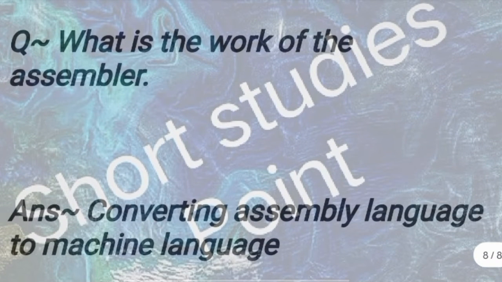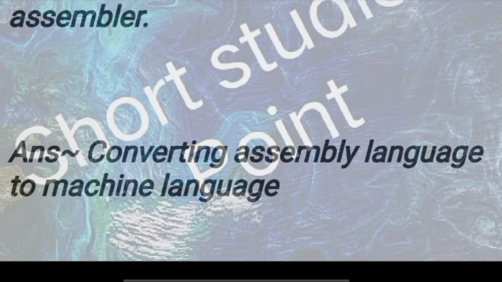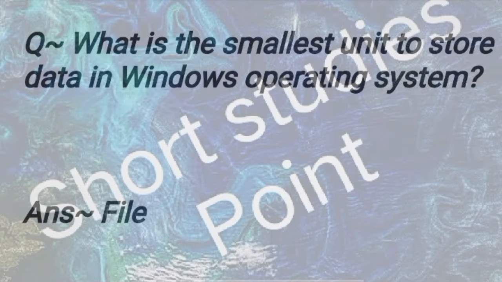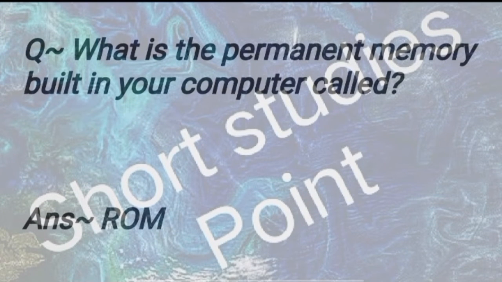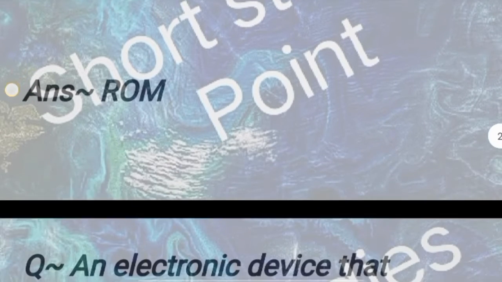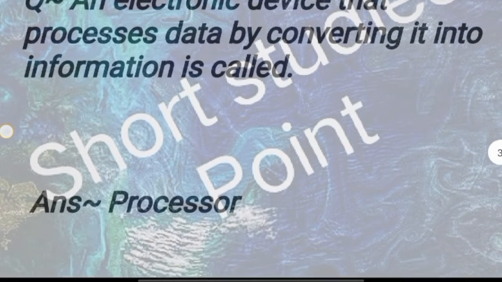Next question: What is the work of the assembler? Answer: Converting assembly language to machine language. Question: What is the smallest unit to store data in Windows operating system? Answer: File. Next question: What is the permanent memory built in your computer called? Answer: ROM.